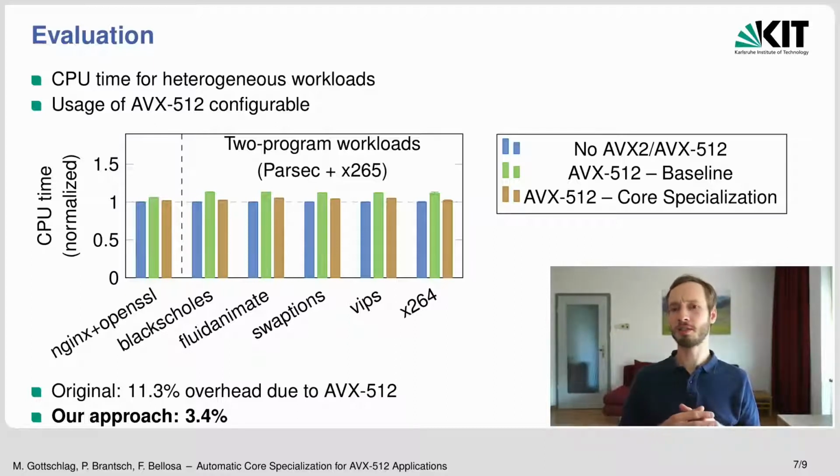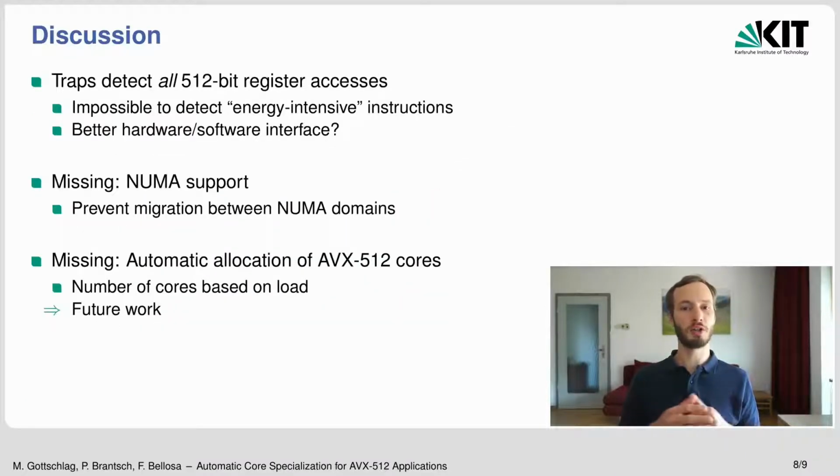Now, the brown bars are the CPU time required with our prototype. And in this case, the overhead is only 3.4%. Now, in our paper, we show further experiments which show that this performance improvement is mainly caused by the improved CPU frequencies in our prototype. So these results show that our prototype works. However, it still has a number of limitations.